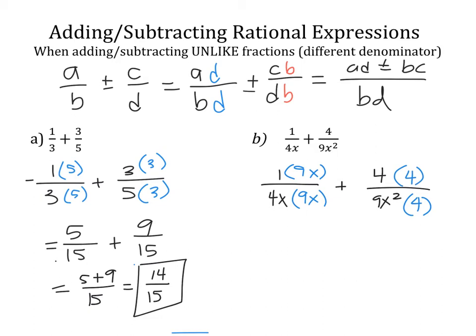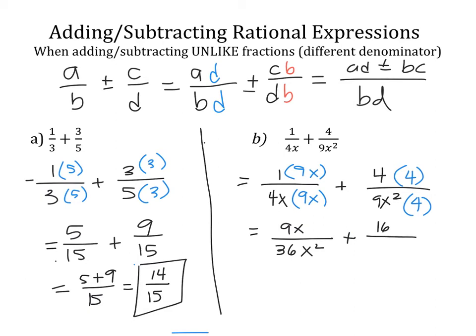Do the same thing to the top. Just write a line between here. Here I have 9x over 36x squared plus 16 over 36x squared. So what I'm trying to do is get my denominators the same, right? Now I can just do this: 9x plus 16 over 36x squared.